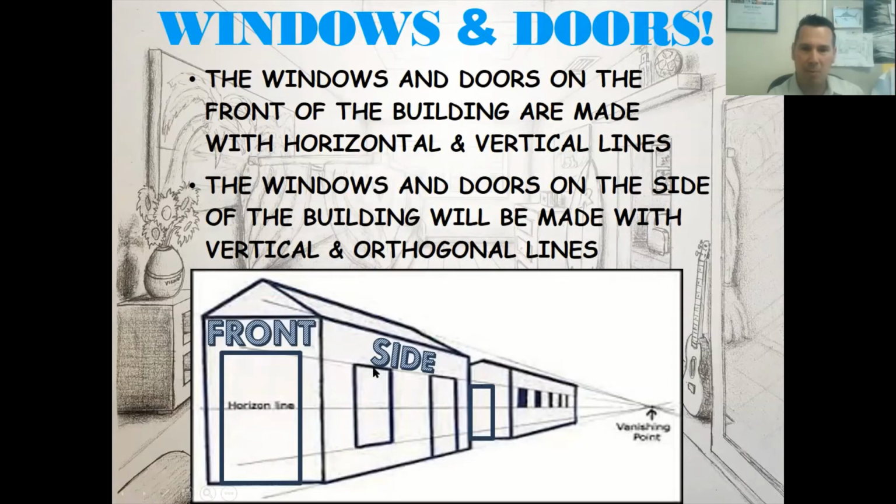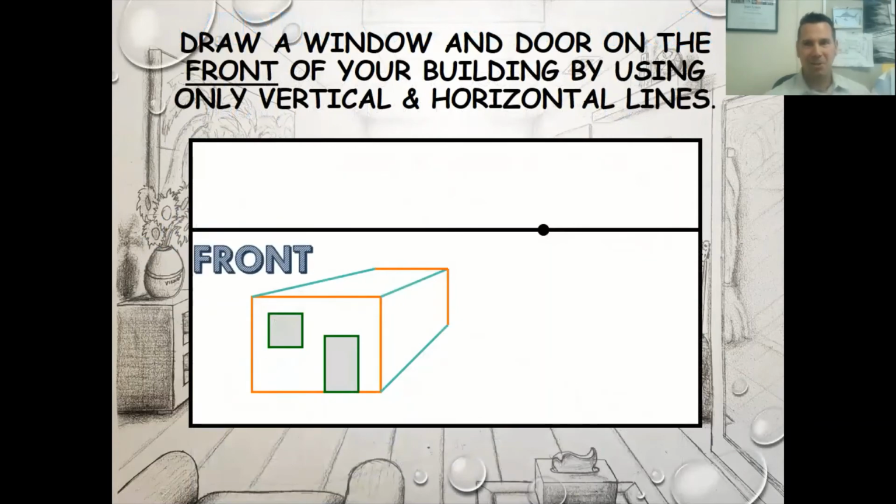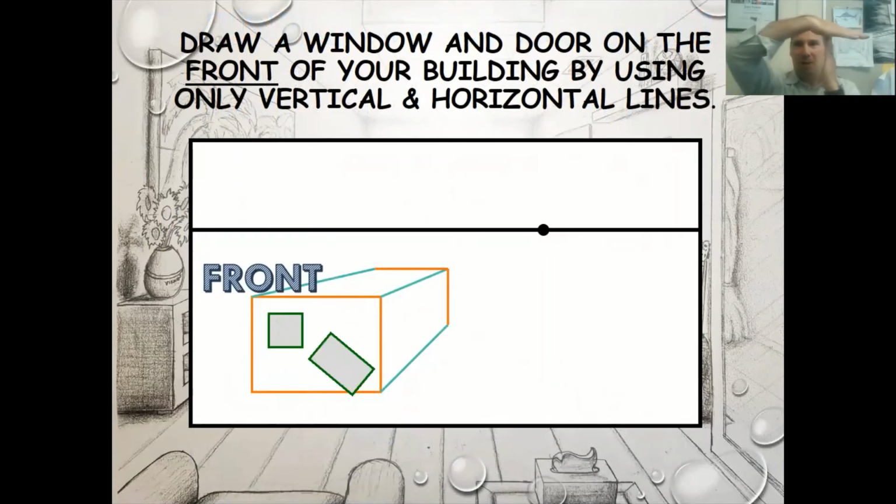So the bottom of the window and door will be orthogonal, and the top of the windows and doors will be orthogonal on the side of the building. Front of the building, just vertical and horizontal. Okay, so let's try that. Here we go. Front of the building, remember, just vertical, horizontal.